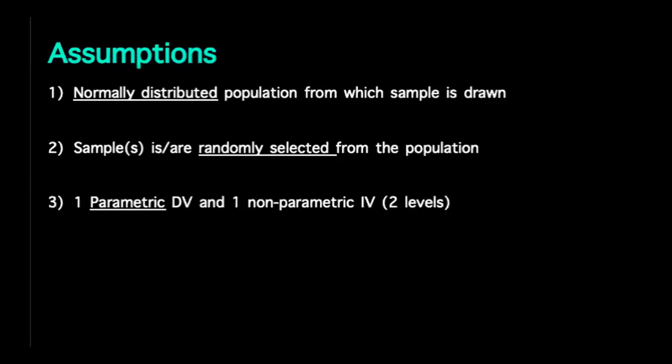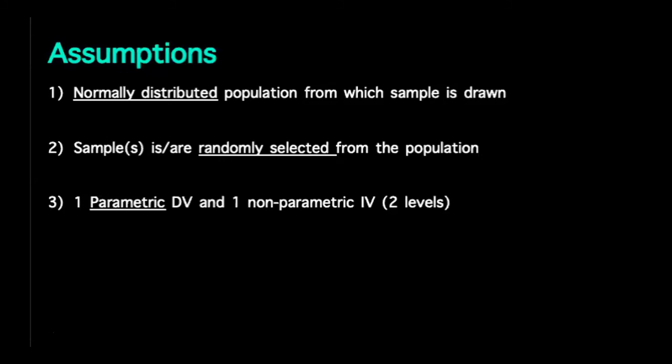The next assumption that we're going to have comes from our decision tree, and that tells us what types of variables we're working with, right? So we know we're going to have one parametric dependent variable, and one non-parametric independent variable that specifically only has 2 categories or 2 levels.